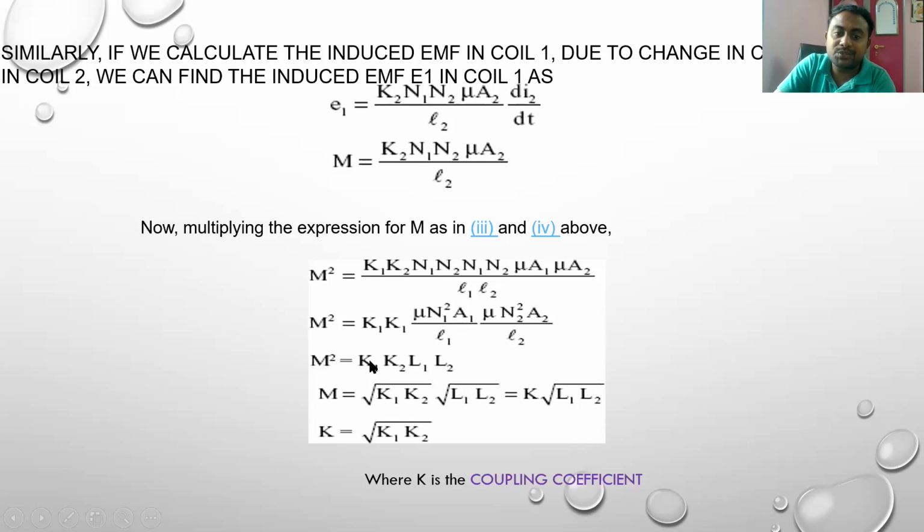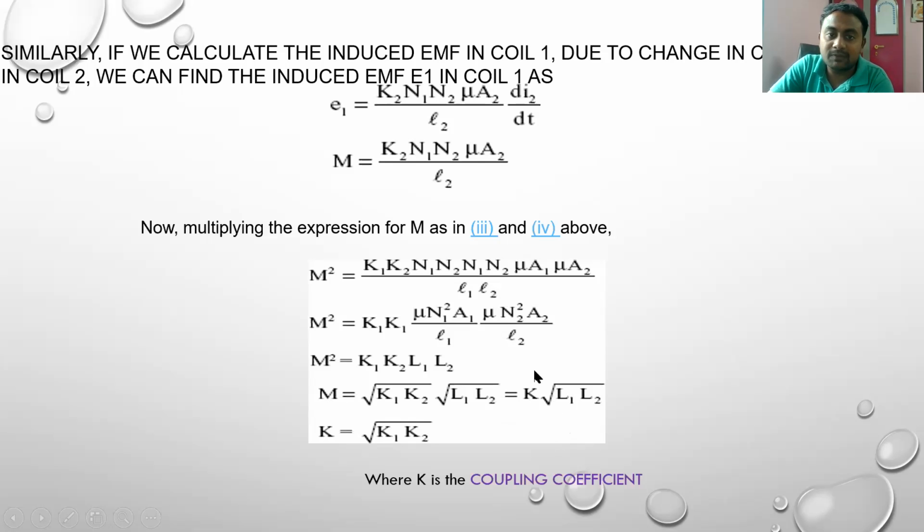These two, K1 and K2, are the coefficients of both the coils, so I am representing the whole thing with a K. K is the coefficient of coupling, which is represented as the square root of K1 into K2. Substituting K over here, the mutual inductance of the coil is denoted as K into the square root of L1 and L2.